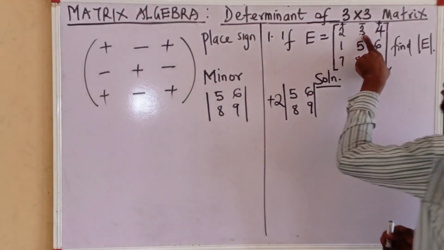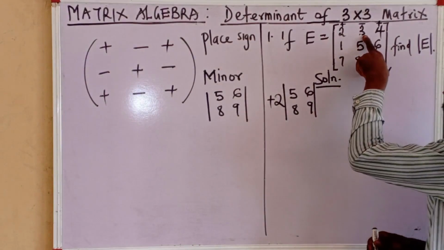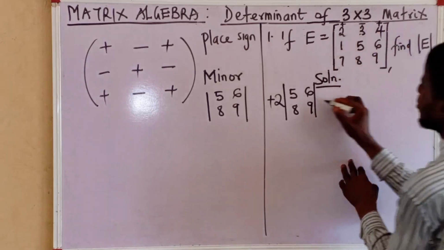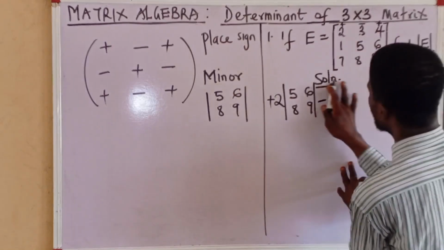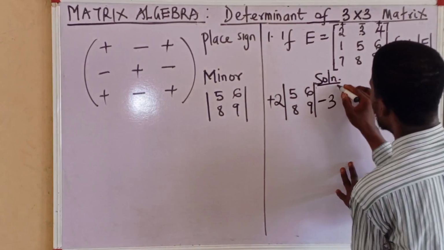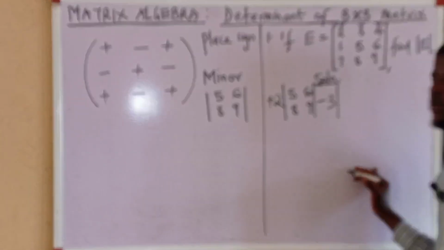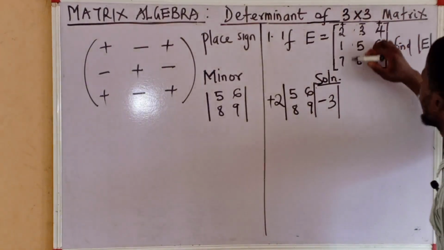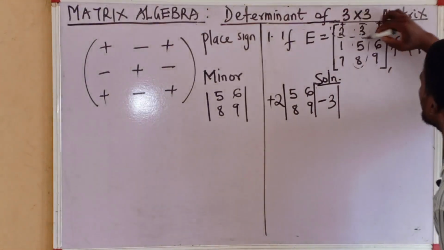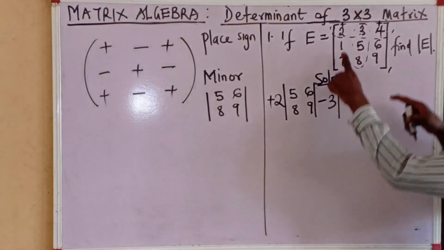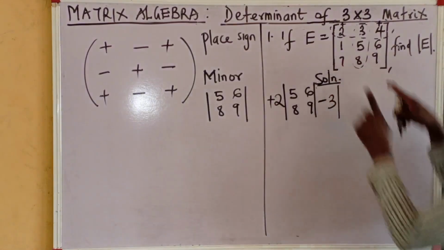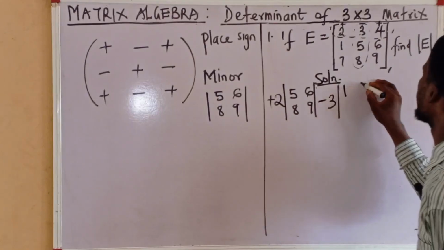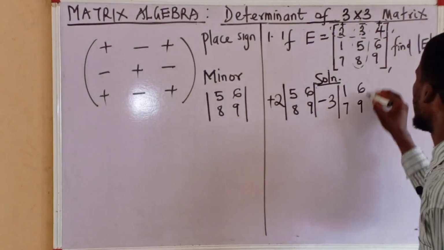The second element here is what? The second number is 3. 3 has a sign of minus. Minus 3. I'll multiply it by its minor. Close up this column of 3. Close this entire column, close this row. What's left? 1, 6, 7, 9. So the minor is the determinant of 1, 6, 7, 9.